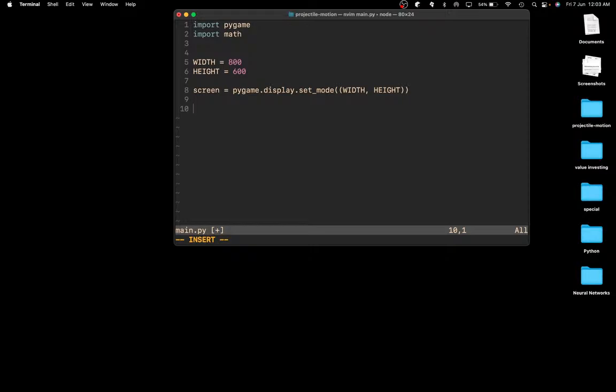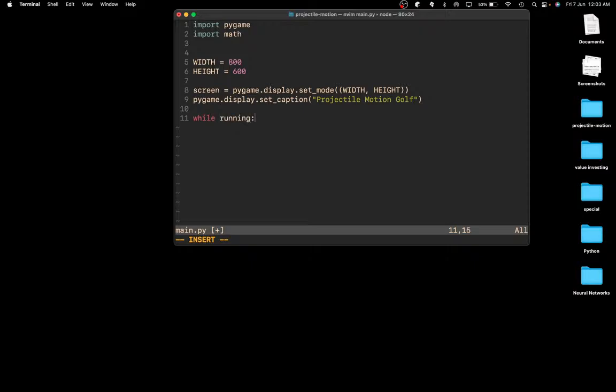It's been a while since I've done any pygame. Seriously, it's just fun. So I can then just say pygame.display.set_caption, projectile motion golf. Alright, and then we can just create the, actually no, I don't think we ever did.